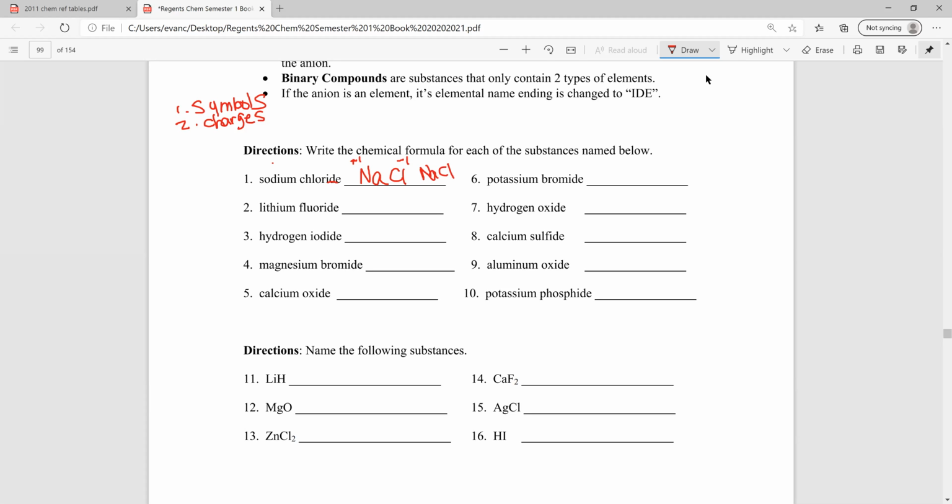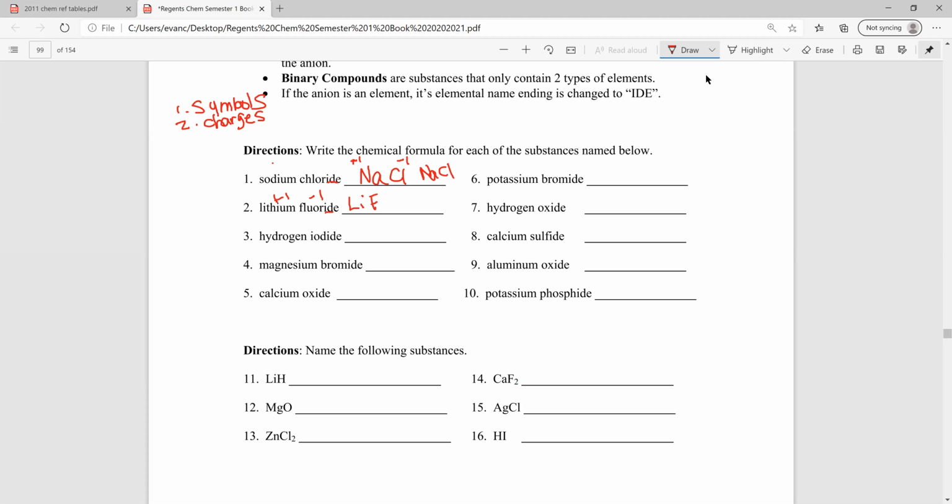Now we'll do lithium fluoride. Symbols, charges. The lithium symbol is Li, and fluorine is fluoride. Remember, the element changes its last name to "ide" when it chemically combines. Then the charges: lithium is a +1 from the periodic table, and fluorine is a -1 from the periodic table. So lithium fluoride just stands the way it is. Remember, if I have charges that are not equal to each other, I'll have to crisscross. We'll get to some of those.